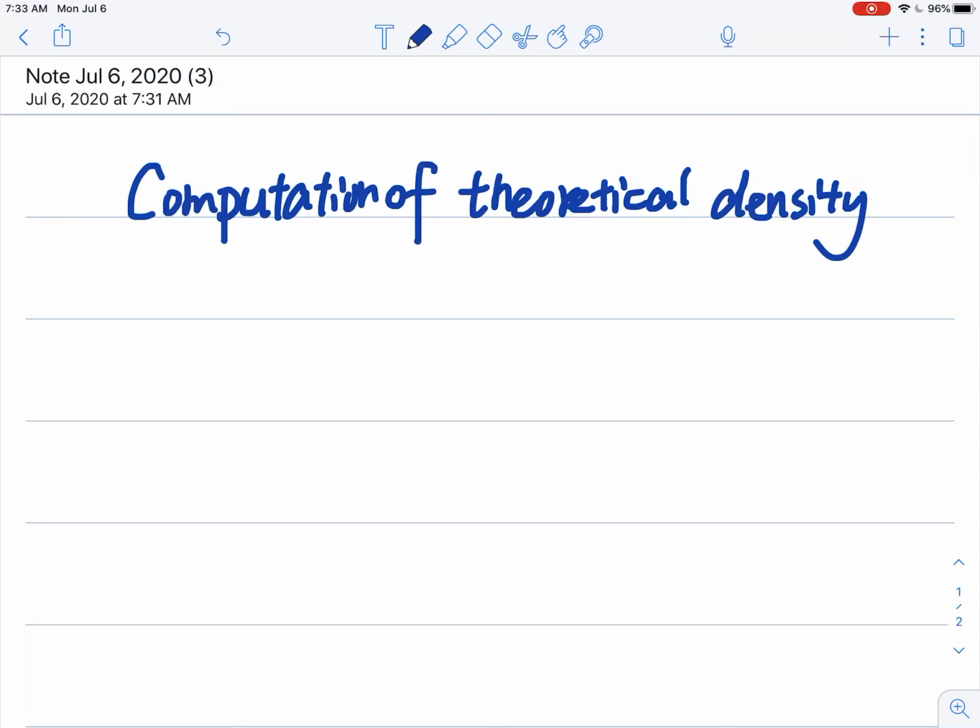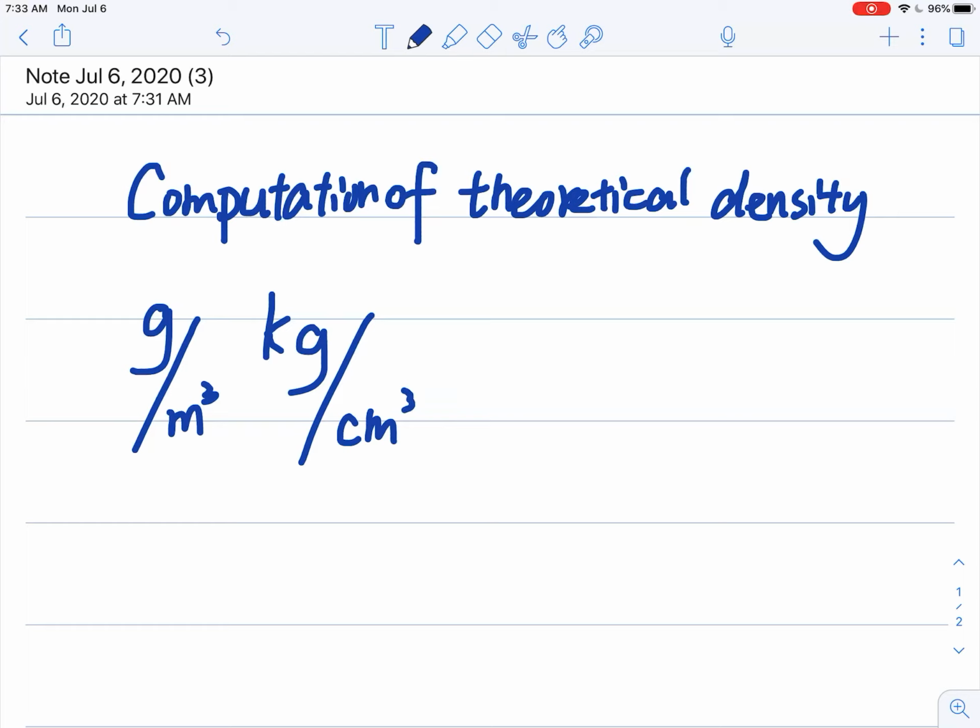Okay, now let's talk about a very important topic: why we need to know the crystal structure of a material. One good thing is if we know the crystal structure, we're able to calculate the theoretical density of the given material. As we all learn from physics, density has the unit of weight on the top, either gram or kilogram, right? And it's a weight per volume. So the unit for volume is meter cubic or centimeter cubic.